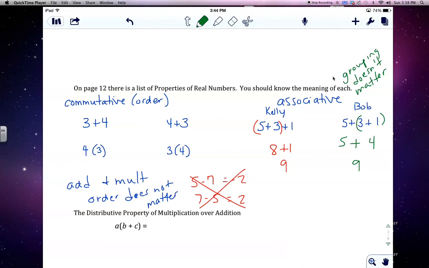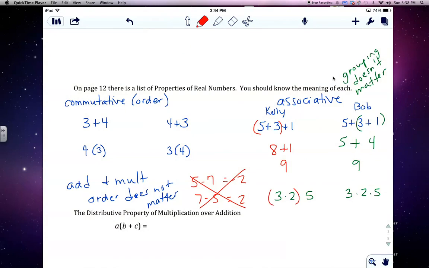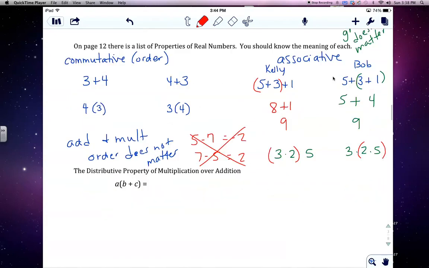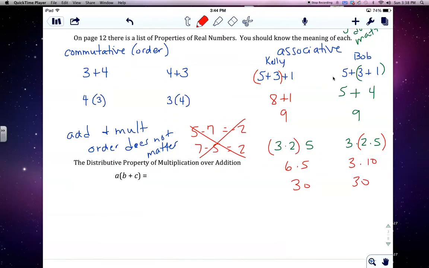Same thing with multiplication. If I had 3 times 2 times 5, and Kelly decided to do the 3 times 2 first, and Bob decided to do the 2 times 5 first, it doesn't really matter. Kelly would get the answer of 6 times 5, which is 30, and Bob would get 3 times 10, which is 30. So with addition and multiplication, grouping doesn't matter.